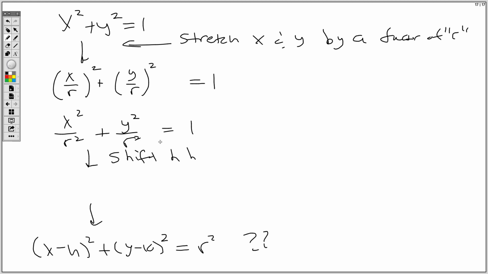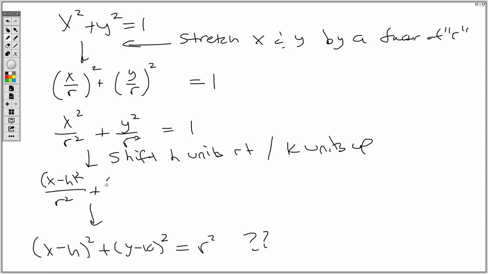Shift h units to the right, and k units up. And then we would just multiply both sides by r squared.